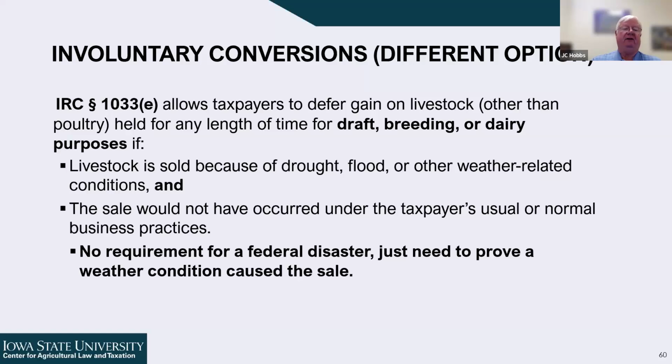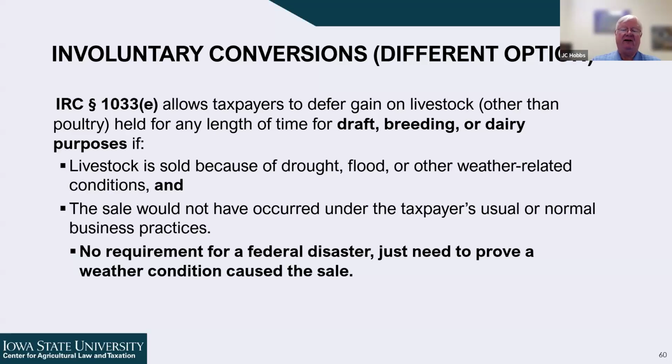Now, here's a different option. The previous one was looking at animals held, and we were going to just postpone it for 1 year. Now we're going to take draft, dairy, and breeding animals, and we're going to defer the gain by buying those animals back. It doesn't apply to poultry, just draft, breeding, and dairy animals. If they're sold because of drought, flood, or other condition, and the sale would not have occurred under normal or usual business practice, then we're allowed to postpone reporting the gain by simply electing to buy them back.